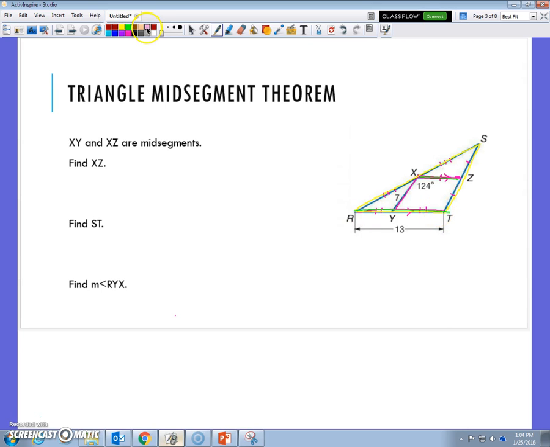So let's write that down. XZ is 1/2 of RT. I know that because the triangle midsegment theorem promises me that since these are midsegments, they're parallel, and XZ is exactly half of RT. Well, in this case, 1/2 of 13 would be 6.5, or 6 1/2, however I decide to have you write it. So right off the bat, I know XZ is 6 1/2.